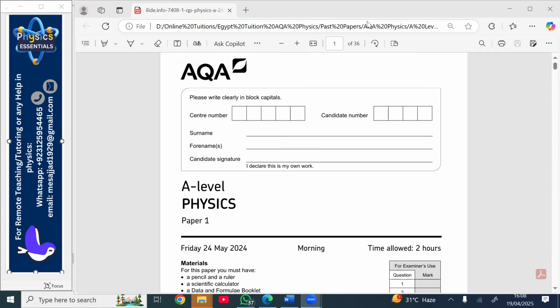Hello and welcome to another walkthrough of AQA A level physics, and today I'm going to do a walkthrough of 7408 paper 1, which was conducted in May 2024.